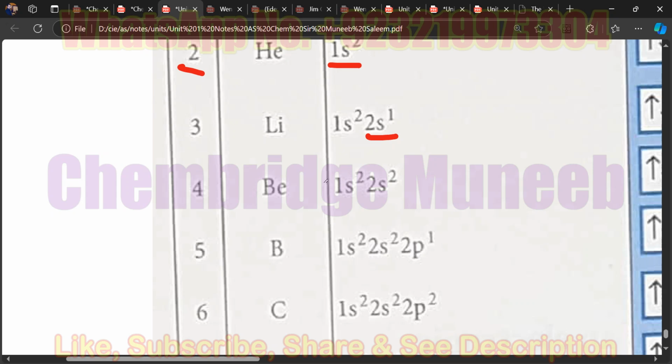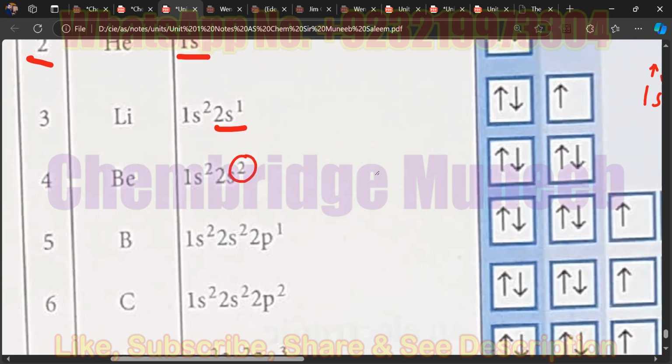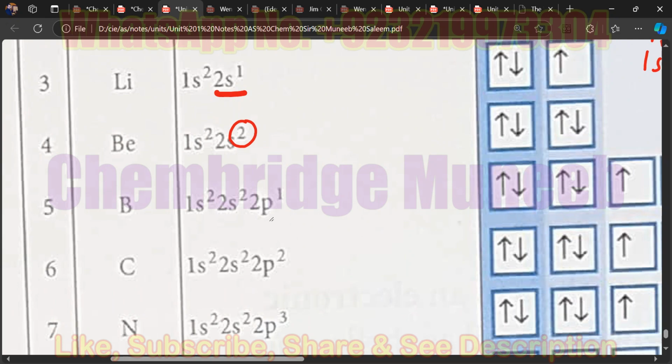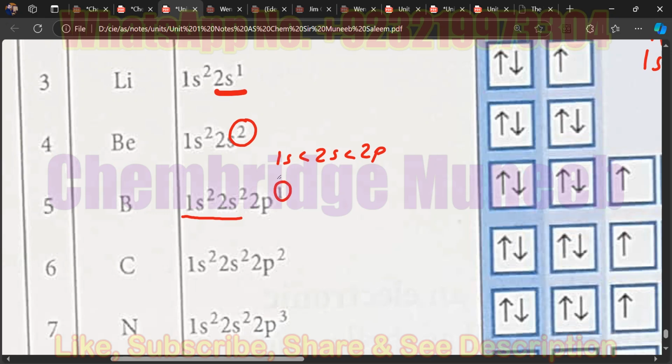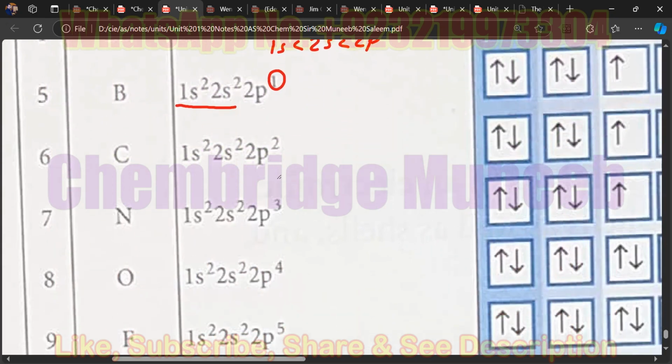Now comes beryllium. Beryllium has another extra electron compared to lithium, so that fourth electron will be accommodated in the same 2s with its opposite spin. After that comes boron. Boron has 5 electrons. So after filling both the 1s and 2s orbitals, you will now move to the 2p subshell, because the energy order was according to this: 1s had less energy than 2s, which had less energy than 2p. So the fifth electron will now be accommodated in the 2p with 1 electron. Here you will see a trend.